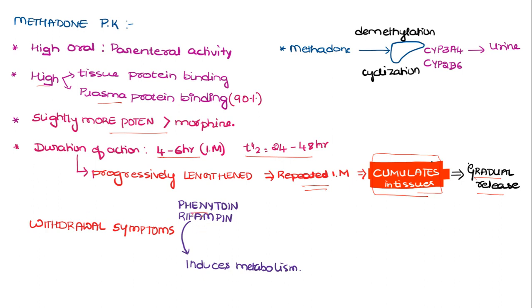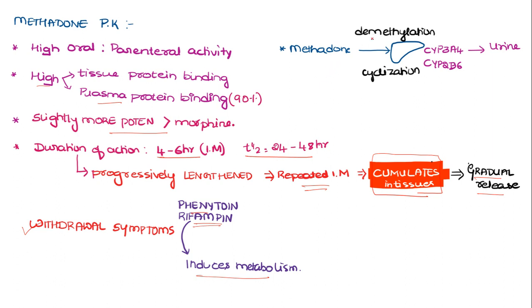Phenytoin and rifampin can induce withdrawal symptoms when methadone is used. If there is a methadone dependence, using phenytoin and rifampin can lead to withdrawal symptoms, because phenytoin and rifampin will induce the metabolism of methadone, thereby decreasing the methadone concentration.